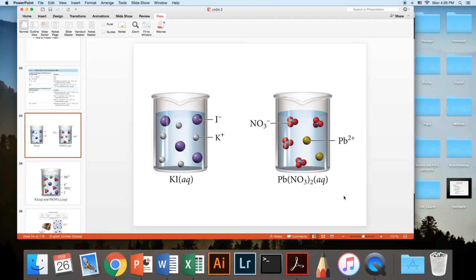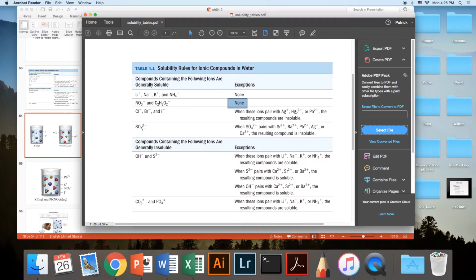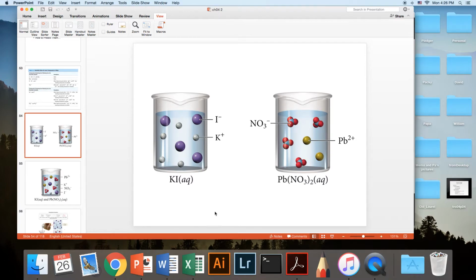So we go back here, and we say, wait a second. Iodides are generally soluble, except when they are paired with lead 2 and mercury 1 and silver, right? Okay, so let's go back here and look now. Let's walk through this, okay?